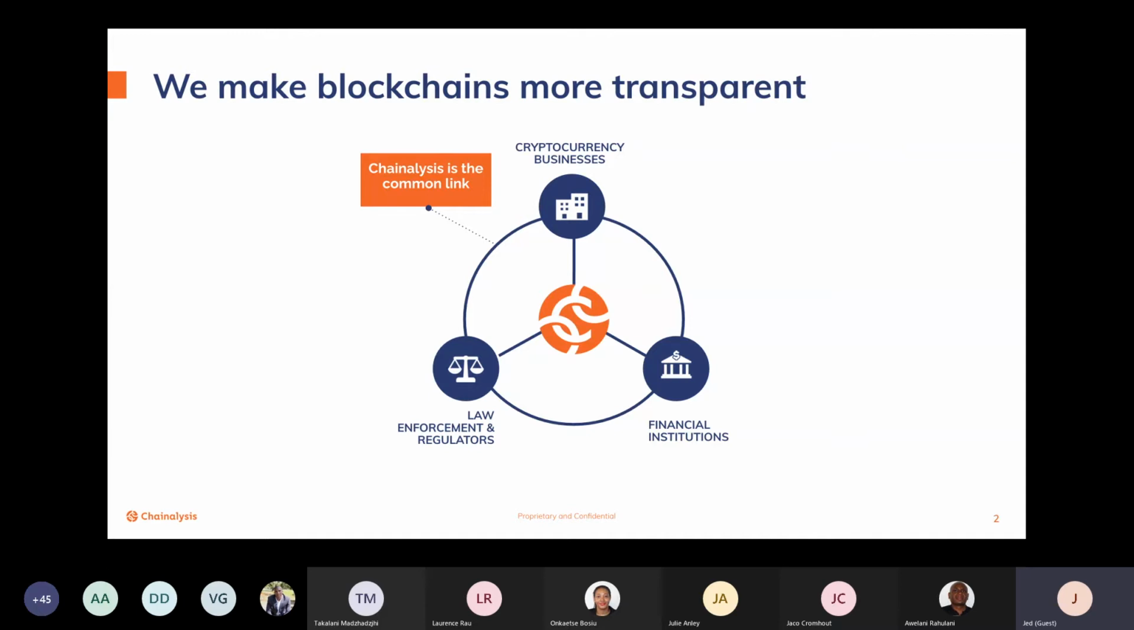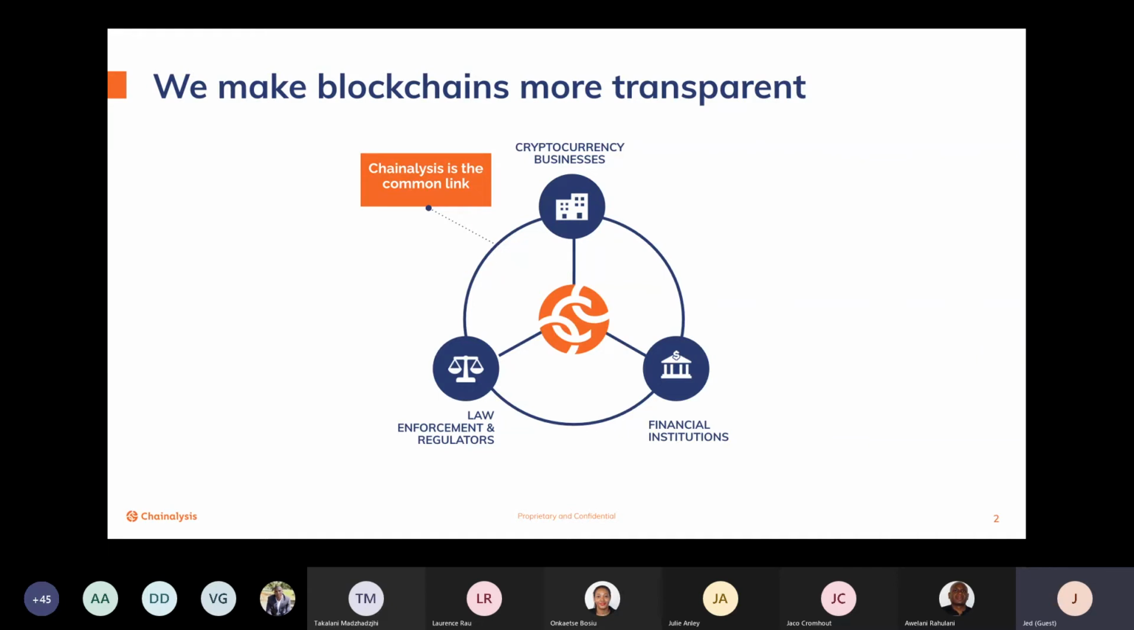You can see here we primarily work with 3 main business types. So we work very closely with cryptocurrency businesses. We provide them with our transaction monitoring solution, KYT, so they can monitor funds that go into and out of their business in real time to see if they have any nefarious links.